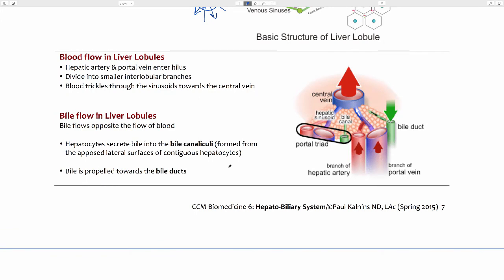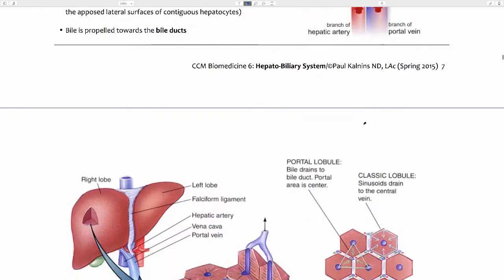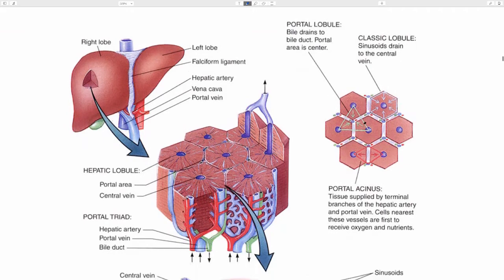So this just summarizes what I just talked about. Okay, so I don't need to review that. All right. So here's just other pictures. This always helps to see these big pictures.